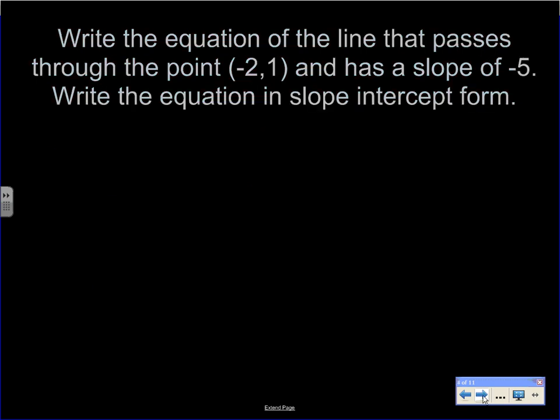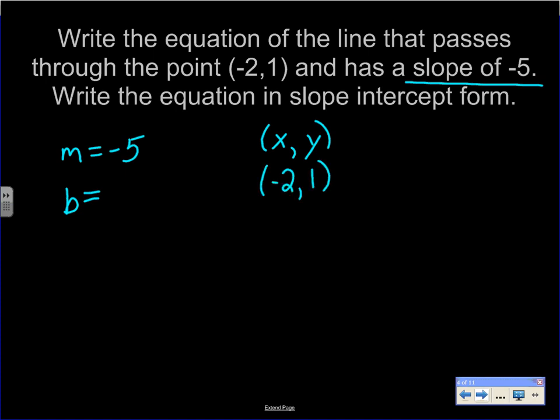Moving on to the next one. Same thing here. Just follow the same 4 steps. Identify the slope. We're supposed to find b, and we know x and y. It's going to be -2, +1. So now we just substitute these numbers in.